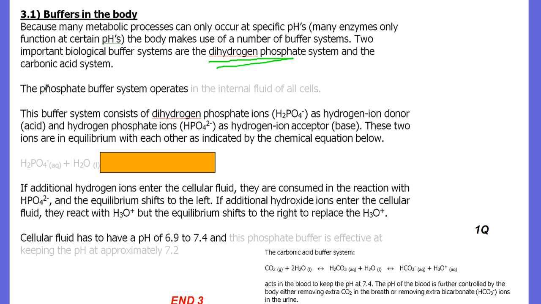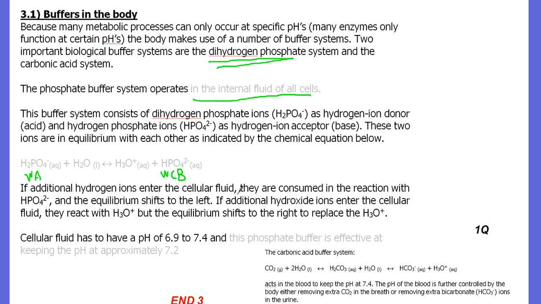This phosphate or dihydrogen phosphate buffer system operates in the internal fluid of all cells. This buffer system consists of the dihydrogen phosphate ions as the hydrogen ion donor or the acid, and hydrogen phosphate ions as the hydrogen ion acceptor or the base. These two ions are in equilibrium with each other as indicated by the reaction below. So you've got H2PO4 minus plus H2O. We just said the H2PO4 minus was the acid, so it's going to donate protons to the water, and when it does, you're going to form H3O+ and HPO4 2 minus. So in this case, this is our weak acid, H2PO4 minus, and this is our weak conjugate base. So there's our buffer consisting of a solution of a weak acid and its conjugate base in relatively equal amounts.